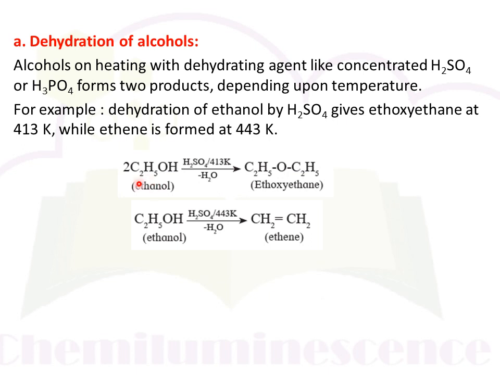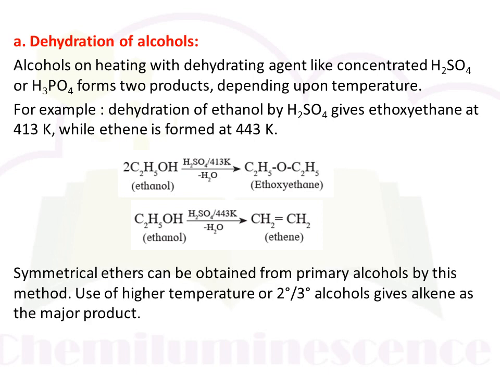For example, this is the alcohol, that is ethanol. When ethanol is heated with sulfuric acid at 413 Kelvin temperature, ethanol undergoes substitution and forms ether as a product. Here the reactant is ethanol, 2 molecules of ethanol are required, and it gives ethoxyethane as a product. But when ethanol is heated with sulfuric acid at a higher temperature, that is 443 Kelvin, it undergoes elimination reaction and forms ethene, that is alkene, as a product.